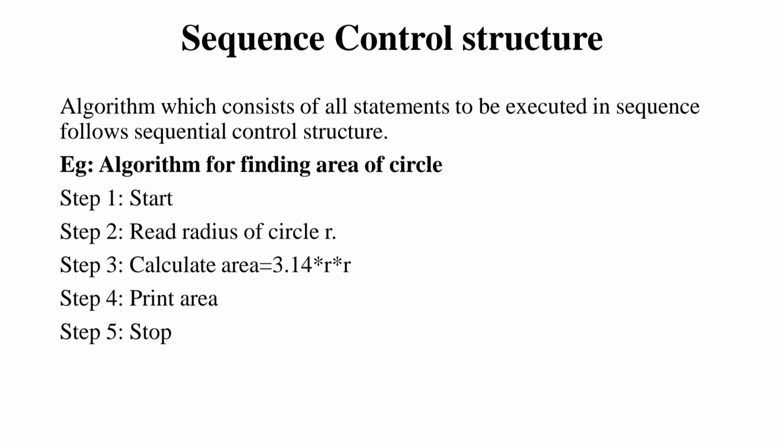Similarly, we have so many algorithms in which all the instructions will be executed from top to bottom, that is from first step to final step, so that we can get our desired result. Here step 1 will start our algorithm, and step 2 will read the radius of the circle to find the area. Then the third step is the calculation part, that is the area of circle will get calculated, the fourth step will print the area as output value, and step 5 will be stop.